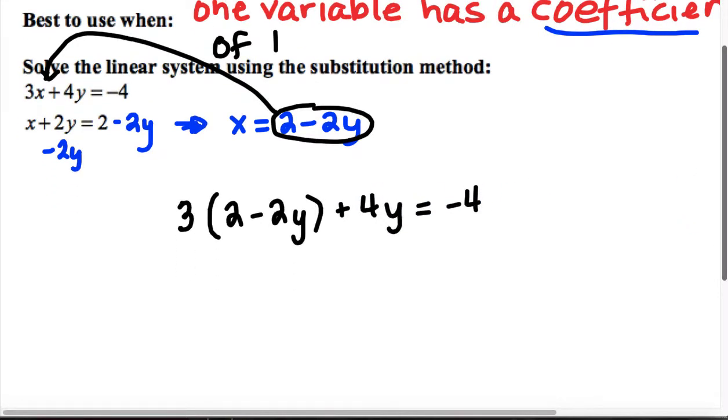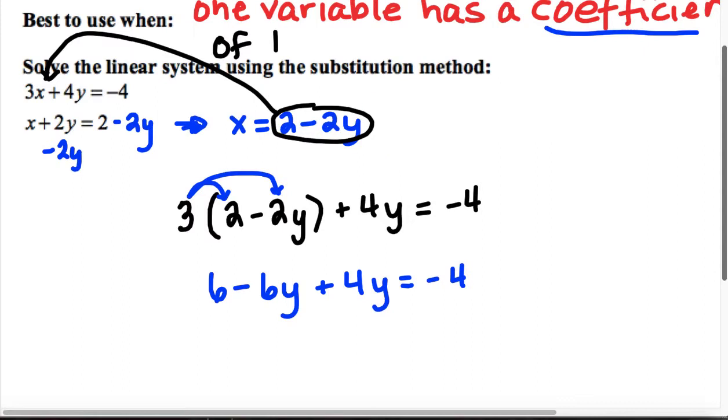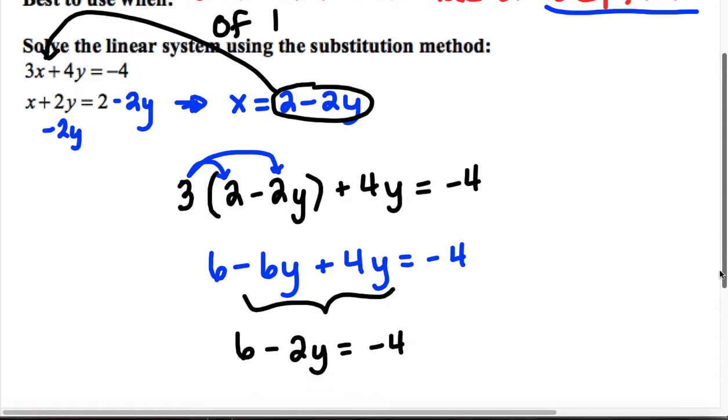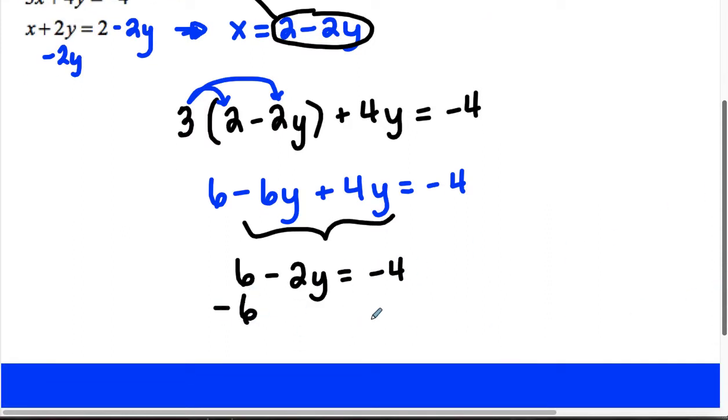All right, so now we've got to use our algebra skills. So first we're going to distribute our 3. That's going to give me 6 minus 6y plus 4y equals negative 4. We're going to combine the like terms. So we're going to get 6 minus 2y equals negative 4. We're going to balance the equation by isolating the variable, bringing the 6 to the other side by subtraction. So we get negative 2y equals negative 10. And then we divide both sides by negative 2. So that gives me that y equals 5.